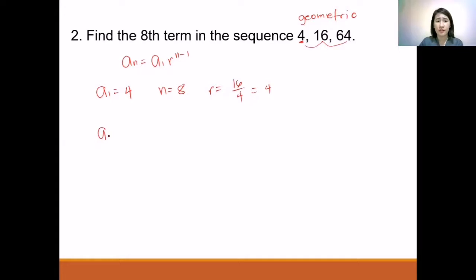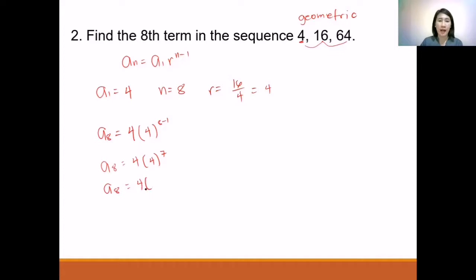So we substitute a sub 8 is equal to a sub 1, which is 4. R, common ratio, 4. I am going to put parentheses here so that we know that we are dealing with multiplication. Okay? Then raised to n minus 1. So n is 8 minus 1. So a sub 8 is equal to 4. We simplify the exponent first. So that is 7. A sub 8 is equal to 4.